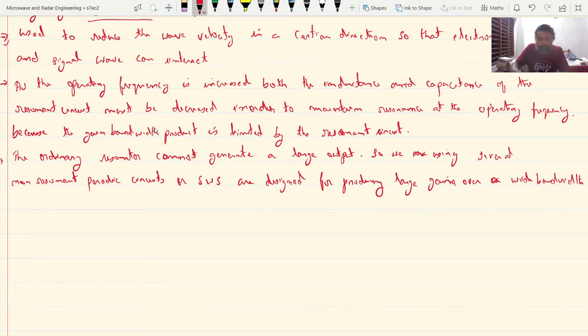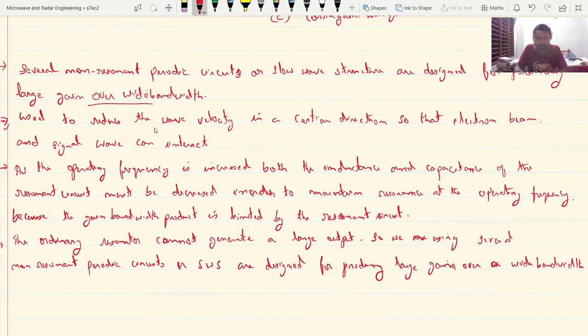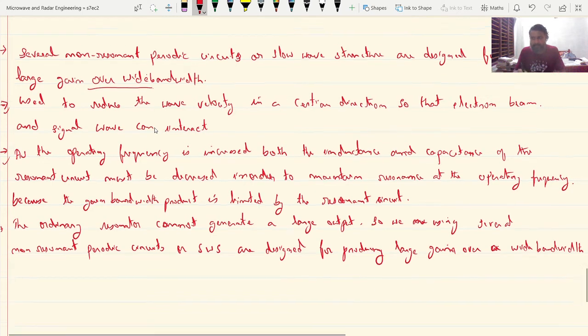If you want, you can add what I have discussed just now before this second point. Okay, the explanation for the first point is this third point. Because of that only we are utilizing the slow wave structure, in order to reduce the wave velocity in a certain direction, so that the electron beam and signal wave can interact with each other.